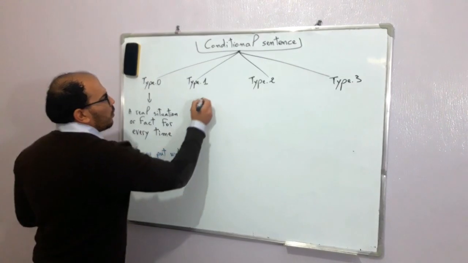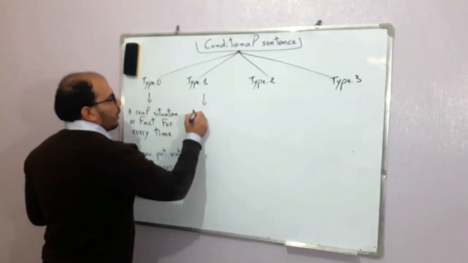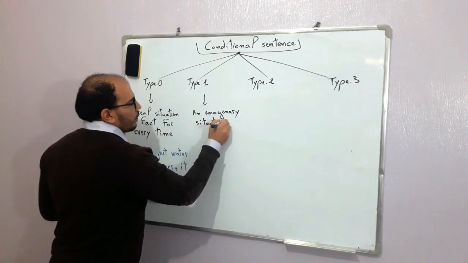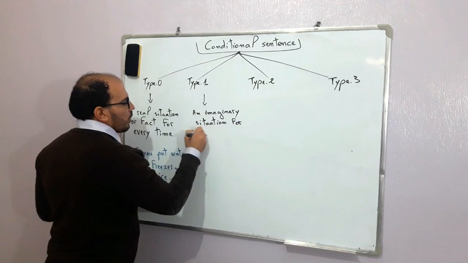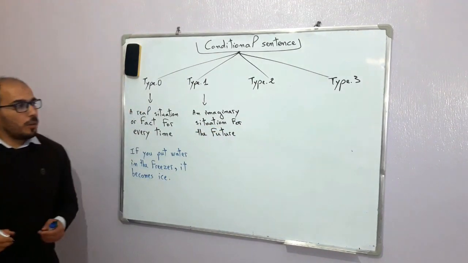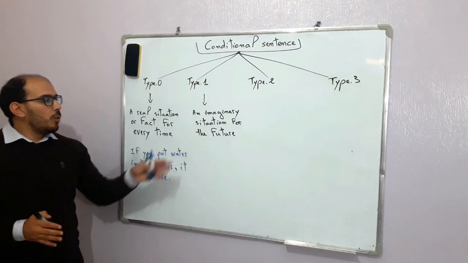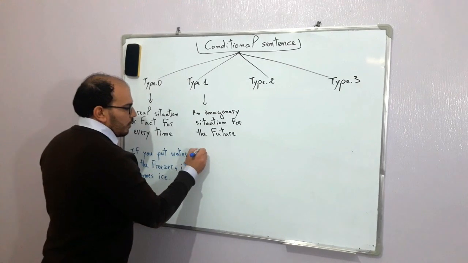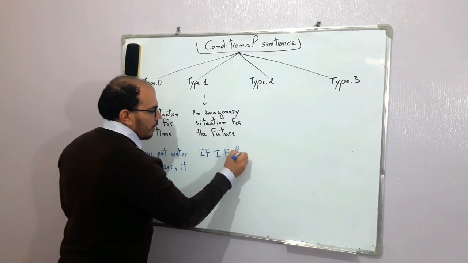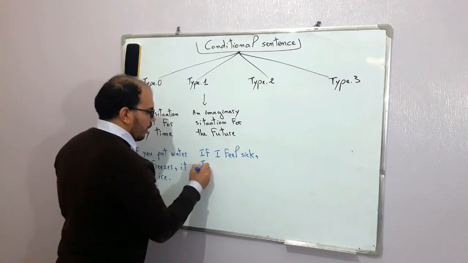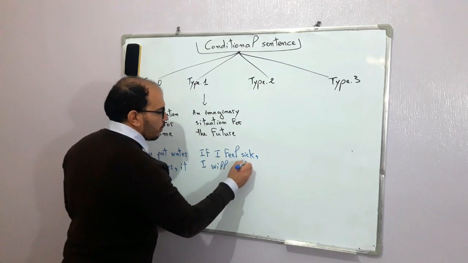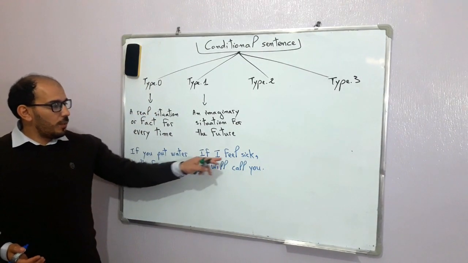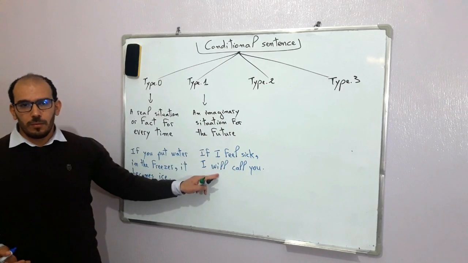When we speak about type 1, it is an imaginary situation for the future. In this case, we are talking about a condition whose result takes place in the future. For example, if I feel sick, I will call you. Now I'm okay, but when there is this condition, when I feel sick, I will call you in the future time.